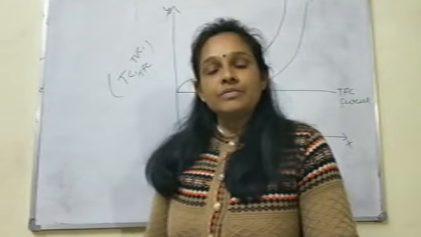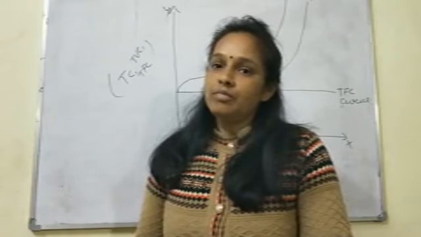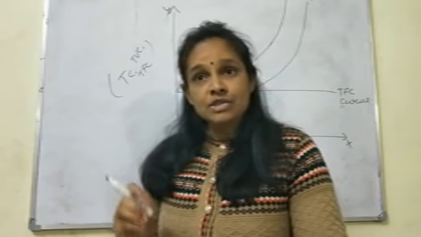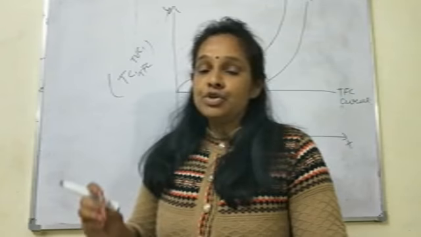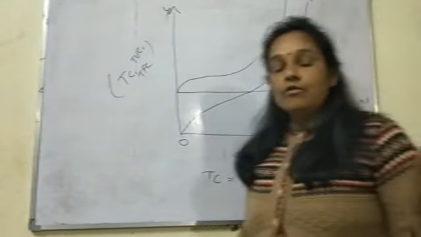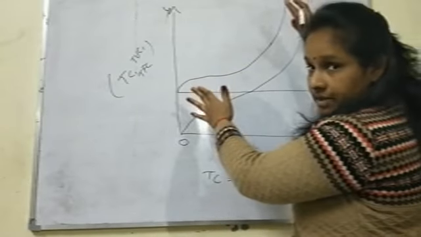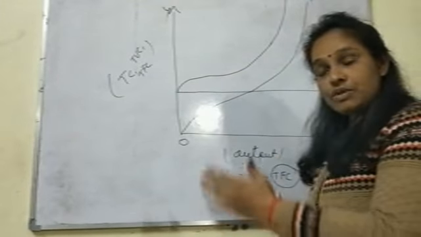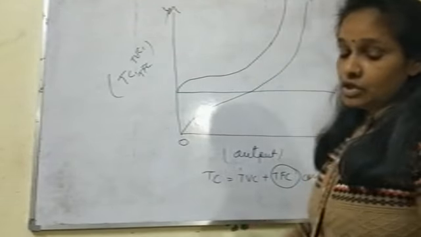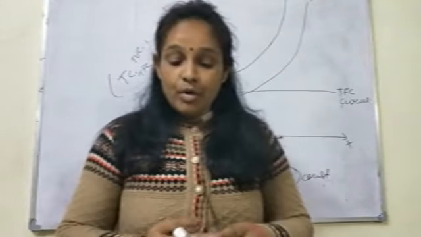Now, suppose the question comes: what is total cost? Explain it with the help of schedule and diagram. Then you will draw all the three. First you will write down the shape of the TC curve, and then I'll give you the relationship between all the three, that is TFC, TVC and TC. So first write down the shape of the TC curve.